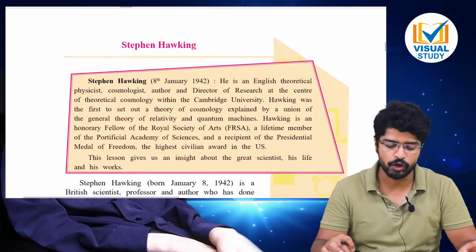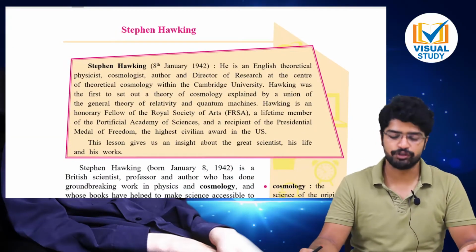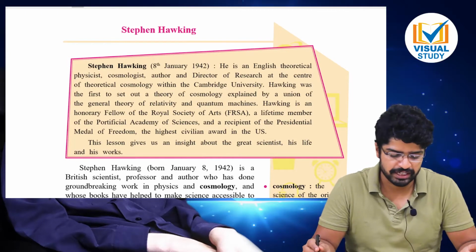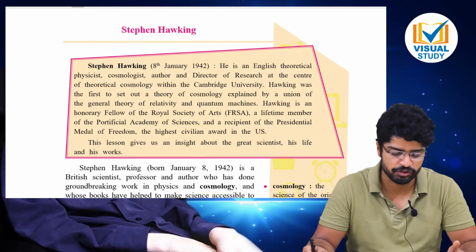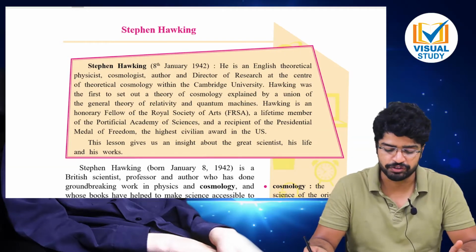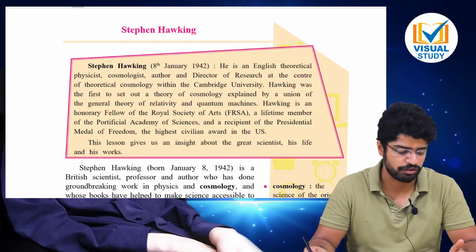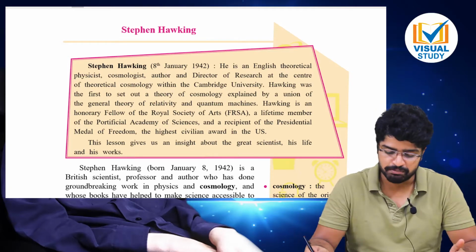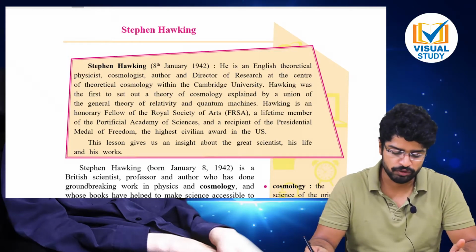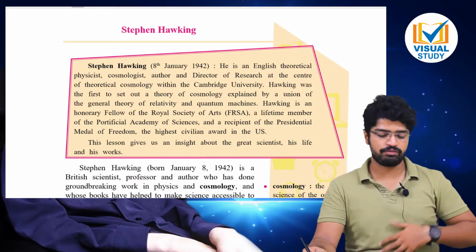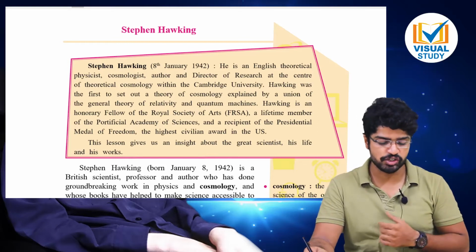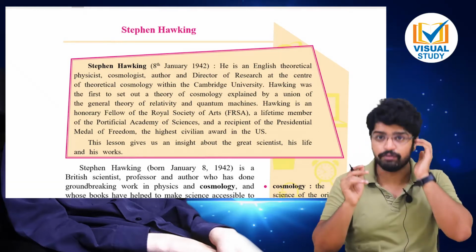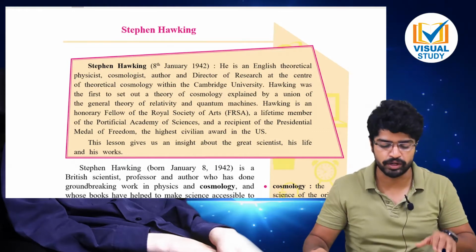Let's go further. Stephen Hawking, born 8th of January 1942, is an English theoretical physicist, cosmologist, author and director of research at the Center for Theoretical Cosmology within Cambridge University. Hawking was the first to set out a theory of cosmology explained by a union of the general theory of relativity and quantum mechanics. Hawking is an honorary fellow of the Royal Society of Arts, a lifetime member of the Pontifical Academy of Sciences, and a recipient of the Presidential Medal of Freedom, the highest civilian award in the US.